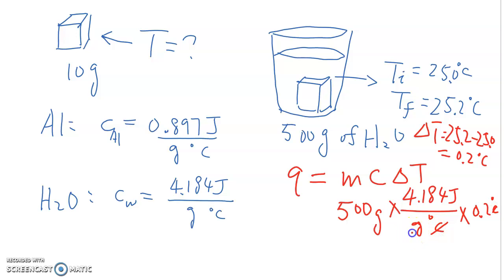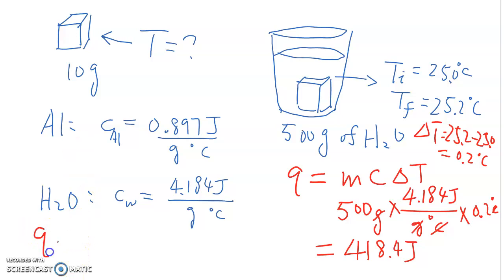Celsius can cancel out, gram can cancel out. So what I get is 500 multiplied by 4.184 and then multiplied by 0.2. So I get the heat that is 418.4 joules. So that is the heat absorbed by water. The heat absorbed by water is equal to the heat released by the aluminum.